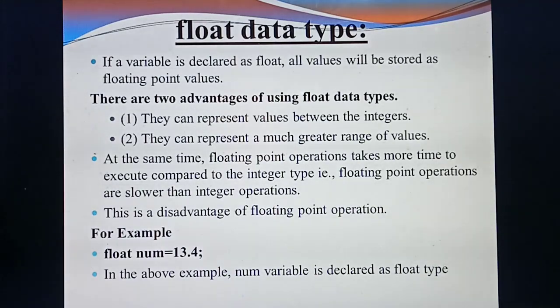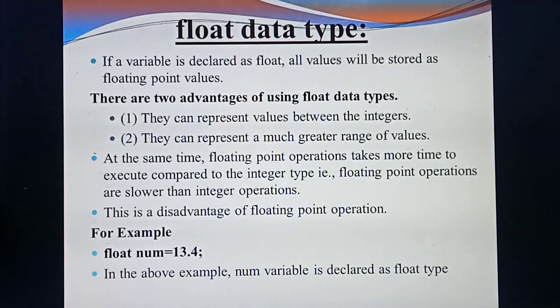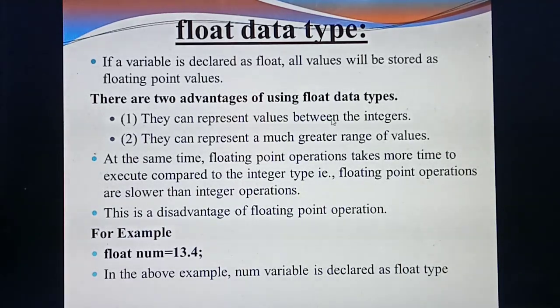That means between two integer values. Understand what I mean by between two integer values? 5.5, for example, is between 5 and 6. Understand? That's the first advantage. Read the first advantage: they can represent values between the integers. Understood? Okay. The second one is that using this float data type, you can represent a much greater range of values.